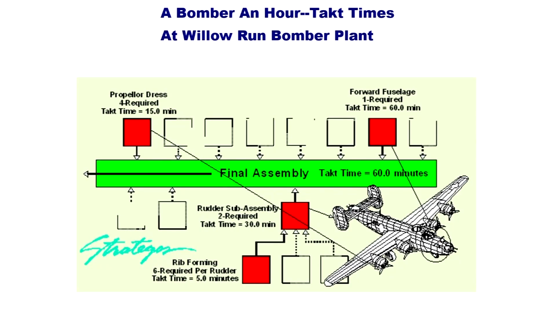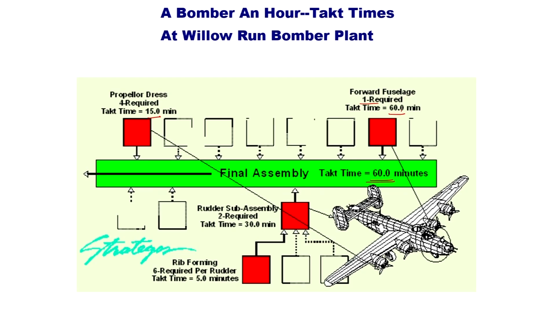This is the example. Suppose these are the various components you are manufacturing. Finally, you require one component to be manufactured after every 60 minutes, and if there are 4 components of a particular type, say 4 propellers are required. So for the propeller the takt time will be 15 minutes. There is 1 unit required for the forward fuselage, so that takt time is 60.